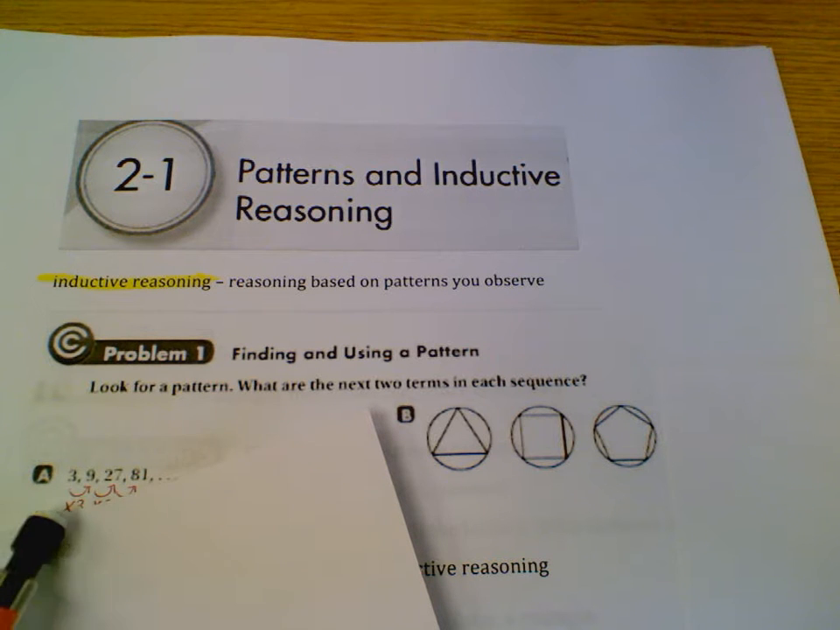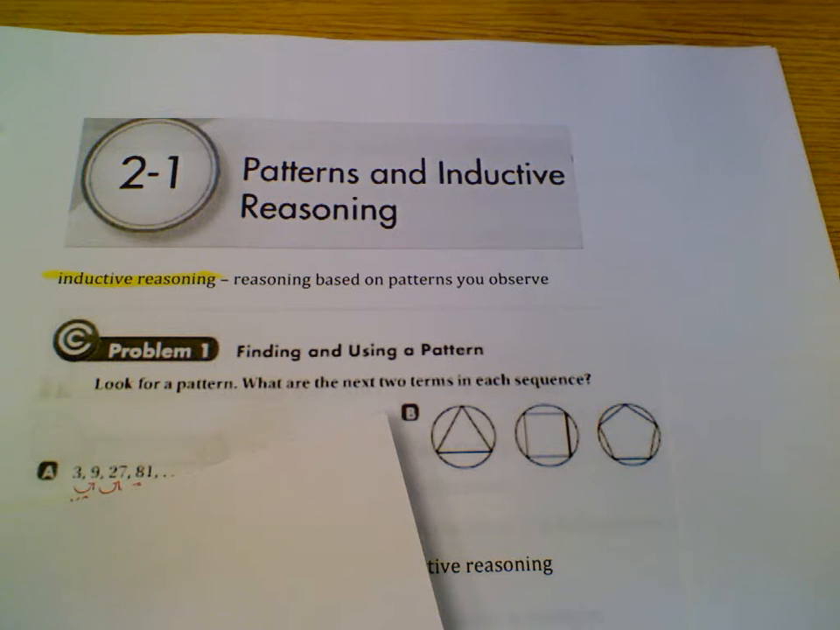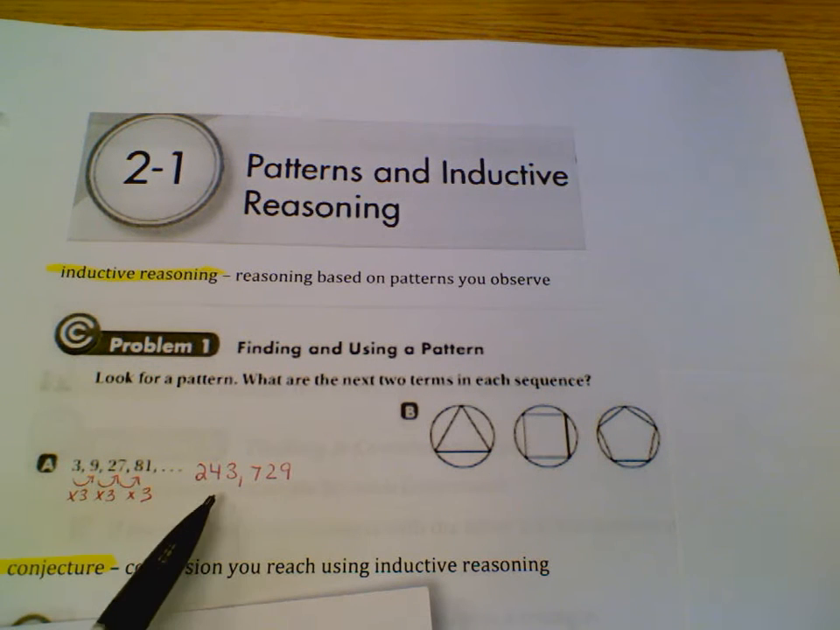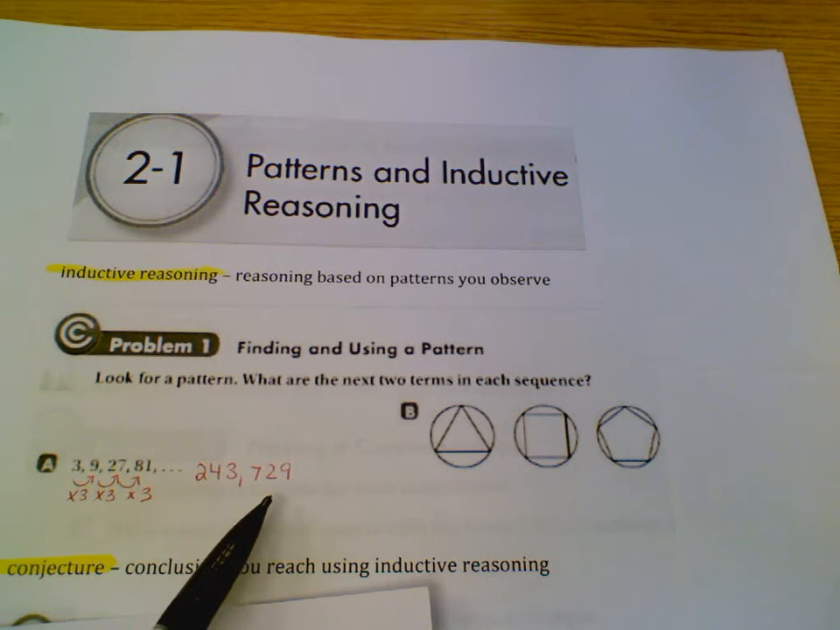So my sequence is 3, 9, 27, 81. Since the numbers are getting bigger, I would think about adding something or multiplying. So on the first case, if I were to add, I would have to add 6, but if I added 6 on the next case, it would not work. So then instead I look to multiply. It looks like we're multiplying by 3 every time. So the next two terms then would be 243 and 729.